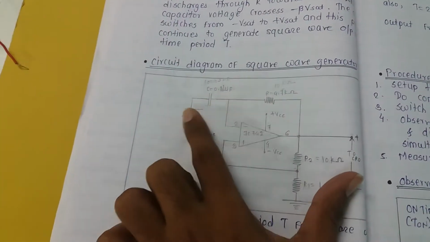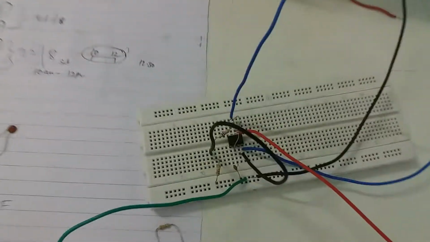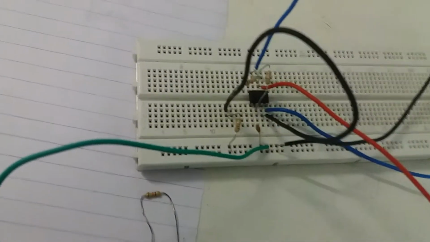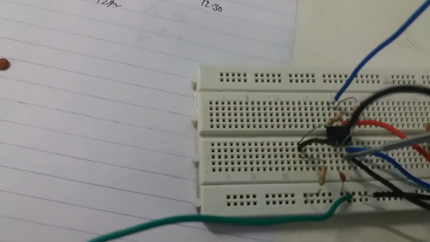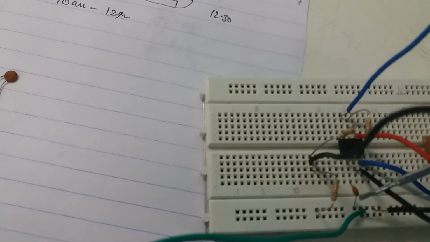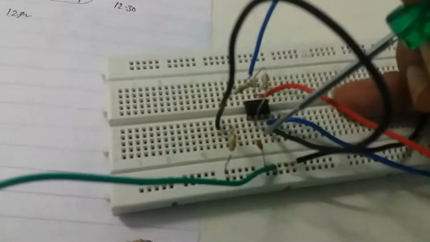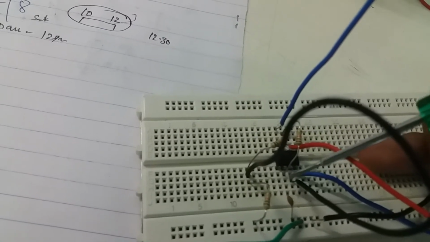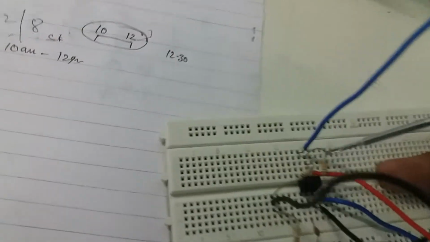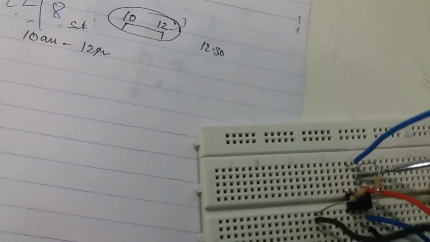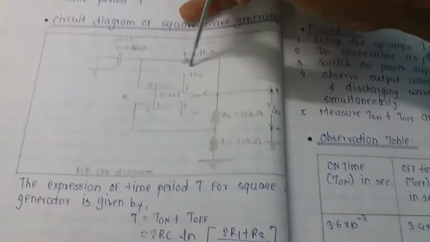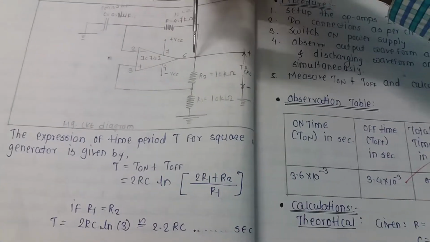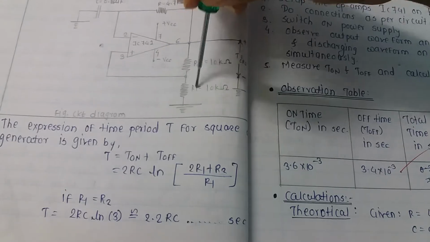Looking at the second terminal, it is connected through one capacitor to the ground. Another element on the second terminal is connected directly to point number 6. One resistance is connected to the 6th terminal. Next, the 6th terminal goes to the ground through 10 kilo ohms.